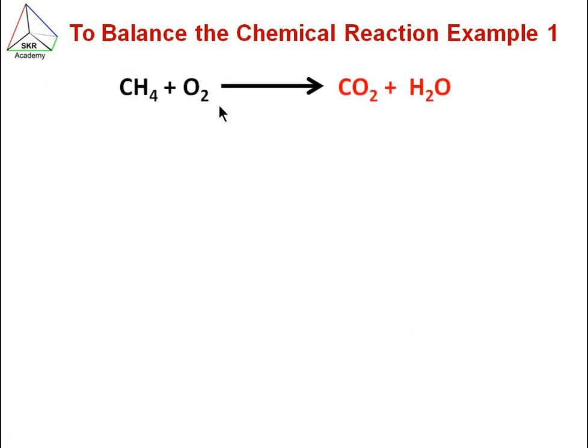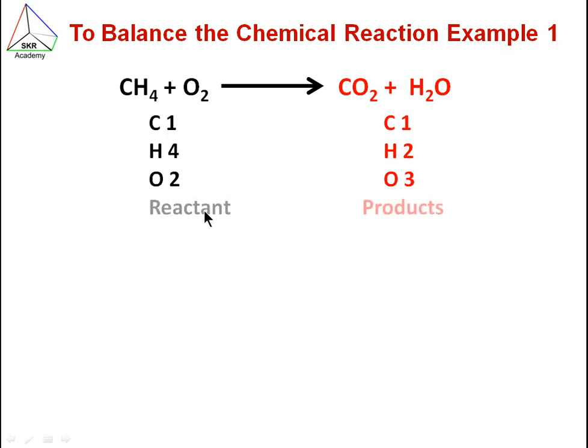Methane is burning with oxygen and producing carbon dioxide and water molecules. Is this reaction balanced? Let's see. Number of carbon is 1 on both sides, number of hydrogen is 4 on the left hand side and 2 on the right hand side. Number of oxygen is 2 on the left hand side and 3 on the right hand side. So reactants and products do not have an equal number of atoms of each type. It means this reaction is not balanced. So we have to balance it. How will we balance it?